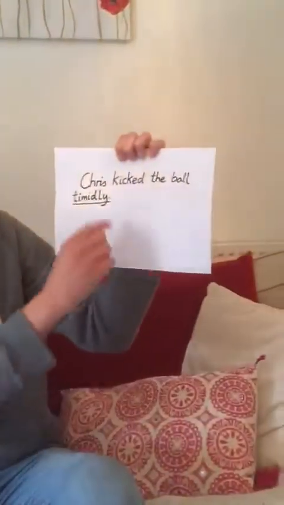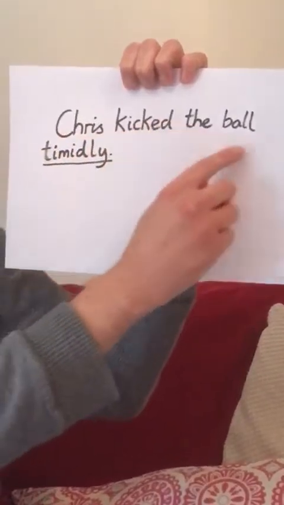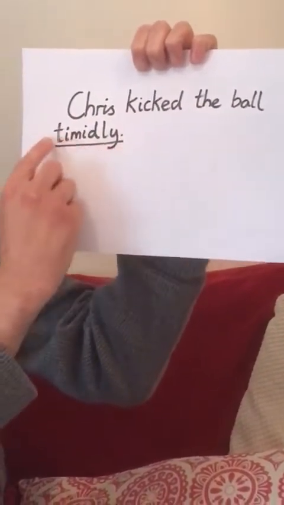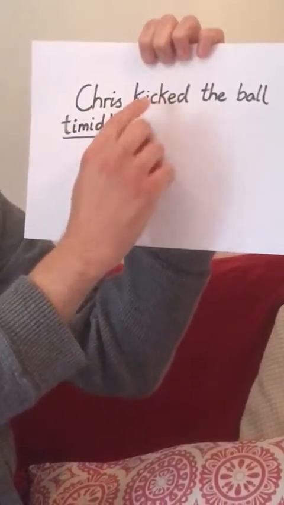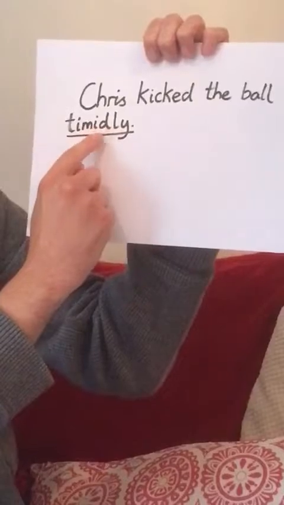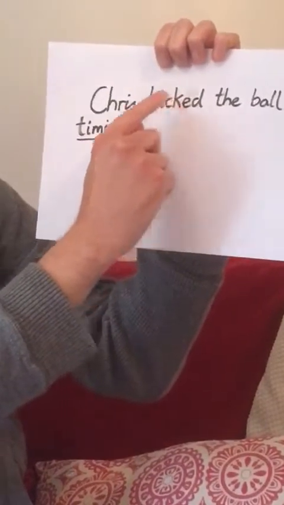Along with adjectives, we can have verbs. So verbs are our doing words. So words like kick, sleep, eat, drink, walking, running. These are describing actions. They're telling us what the actions are. So on top of verbs, we also have adverbs. If I read you this sentence here, Chris kicked the ball timidly. The word timidly is describing how Chris kicked the ball. So my adverb is the word that I use to describe my verb.